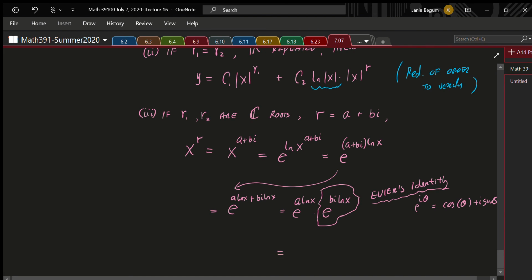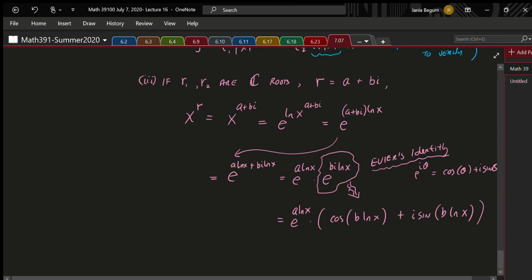So this is equal to e to the a ln of x times, and then using Euler's identity, we have, I'm going to put parentheses, cosine of b ln of x plus i sine of b ln of x, close parentheses. So that's the expansion of this piece right here, all of that using Euler's identity.